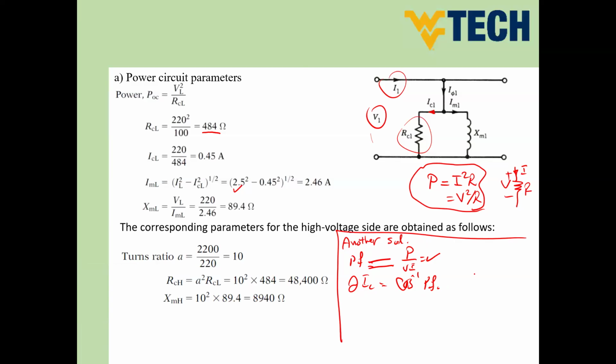If you got the angle of this current, now you can say ICL equals IL times cosine theta IL, and IML equals IL times sine theta IL. So this would give you the core resistor current, and this is the magnetization reactance current. Once you have these two currents, you can say RCL equals VL divided by ICL, and XML is VL divided by IML. So this is another way, guys. Whatever technique you like, you can use.